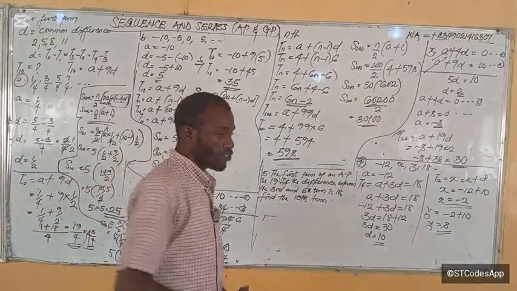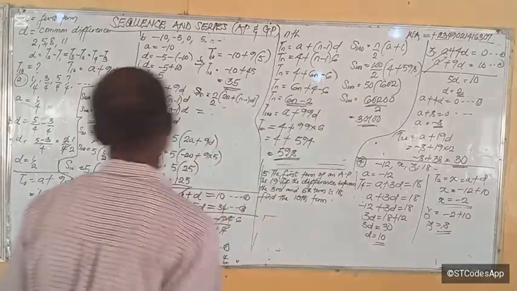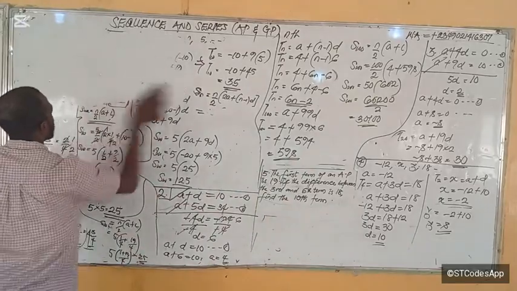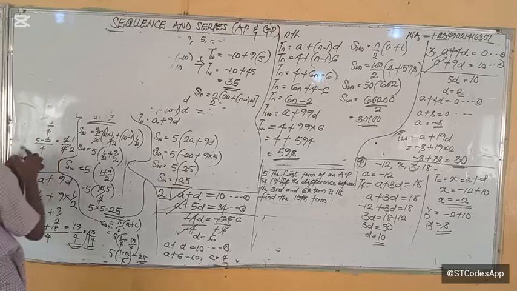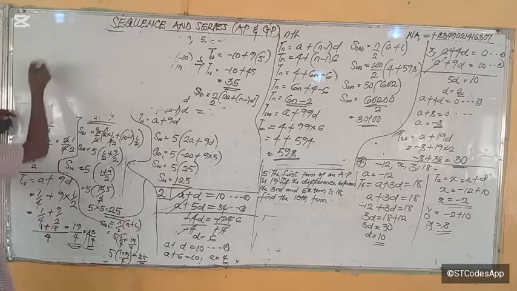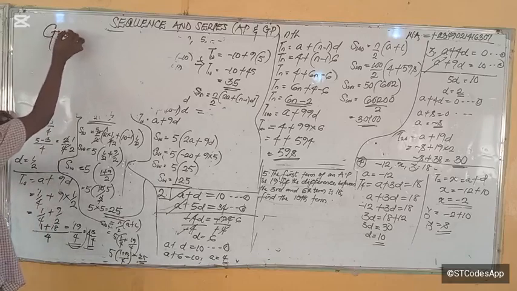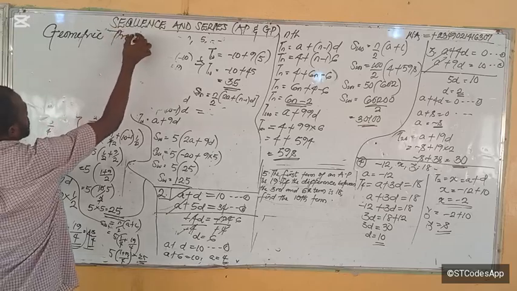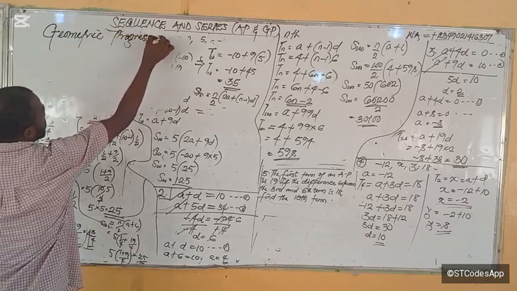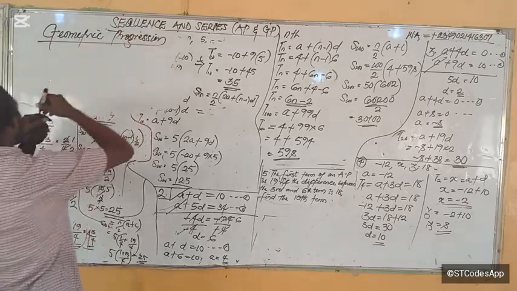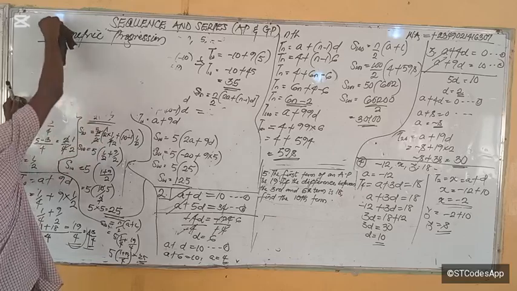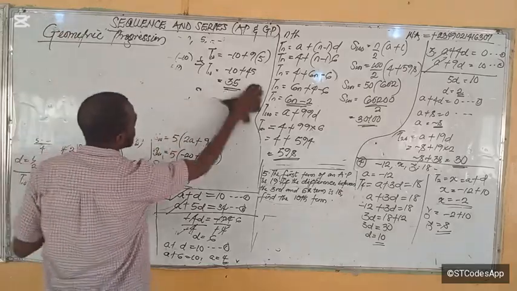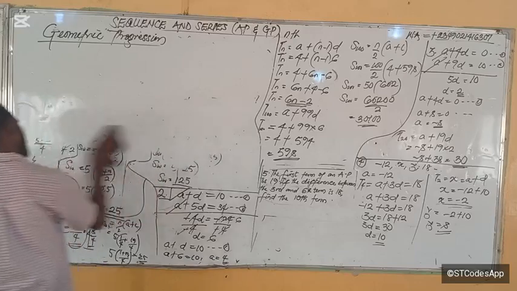So let's go to GP. Let me quickly explain what GP is. Now, GP stands for geometric progression, okay? It's the opposite of arithmetic progression. Geometric progression. It's another form of sequence and series. So the series of this is going to be the sum of geometric sequence. Is that okay? The sum of geometric sequence will be the geometric series.